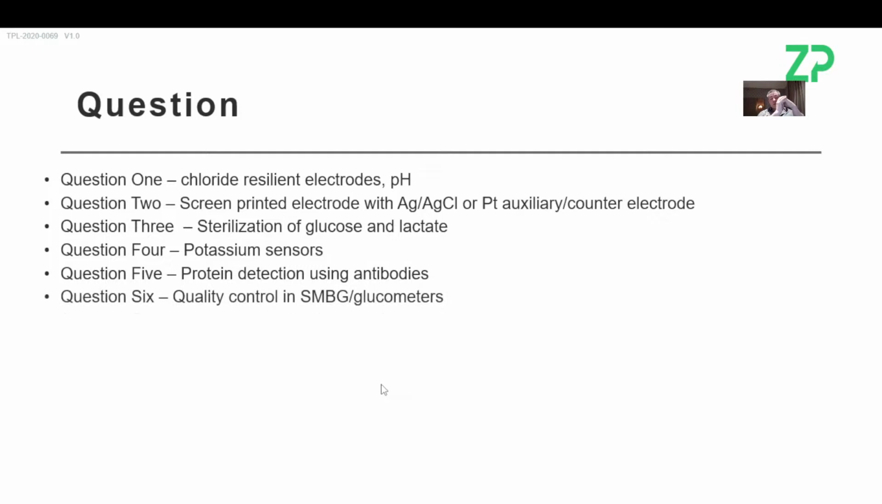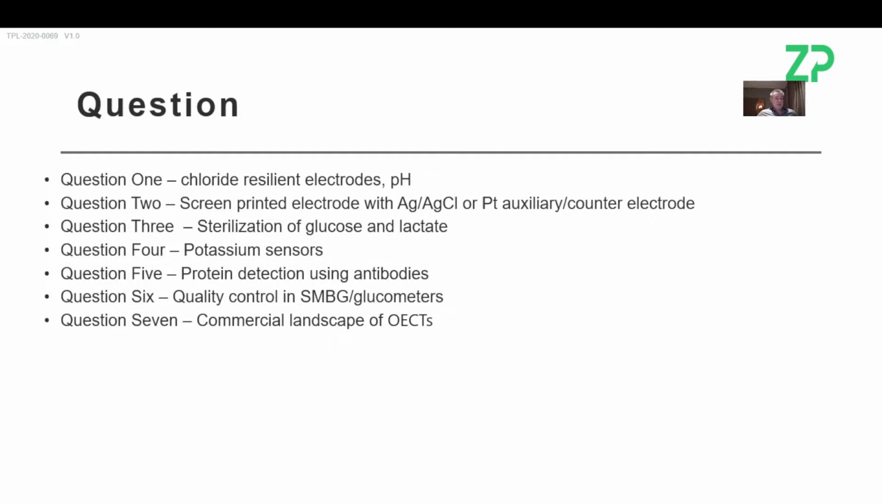Quality control in SMBGs. Be careful with quality control in SMBGs. Many companies will lead you down the route of electrical testing, profilometry, visual inspection, but nobody will properly take you down the route of electrochemical testing. And electrochemical testing means you don't have to do electrical testing and you don't have to do profilometry.